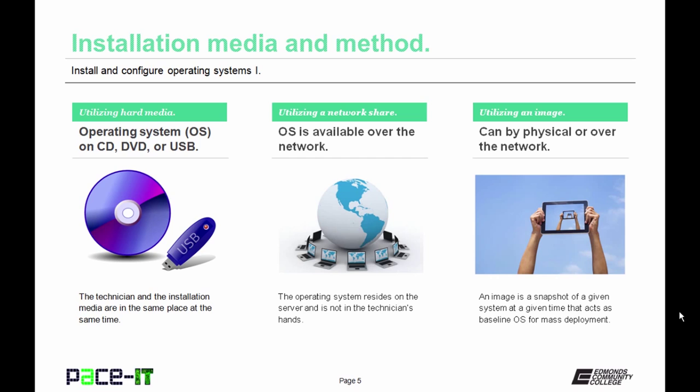And finally, in the media, you can use an image. The image can be on physical media or it can be over the network. A base or preferred operating system has been created and it is stored in a file. This is best for mass deployment.